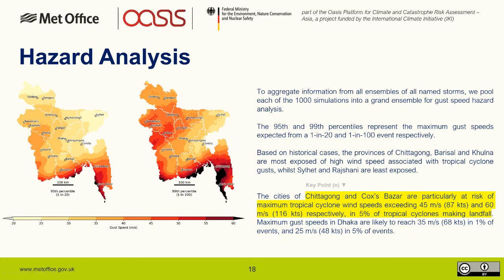As you might expect, the coastal regions and southern provinces see the highest gust speeds associated with each of these return periods, but we can see that there is also an area in the north that could see gust speeds equivalent to those in towns and cities much closer to the coast.